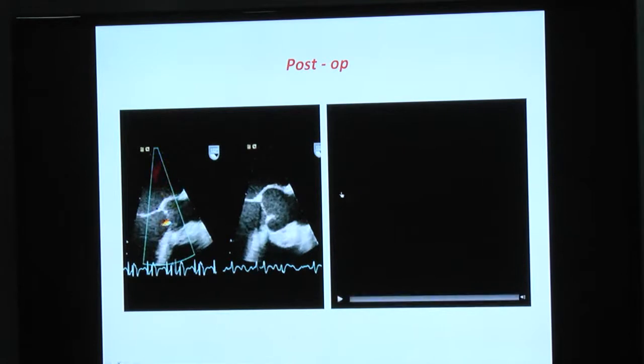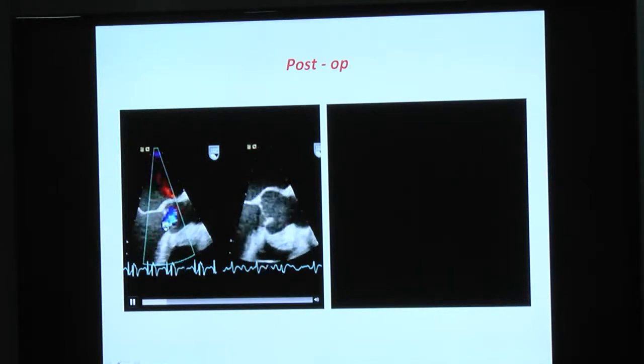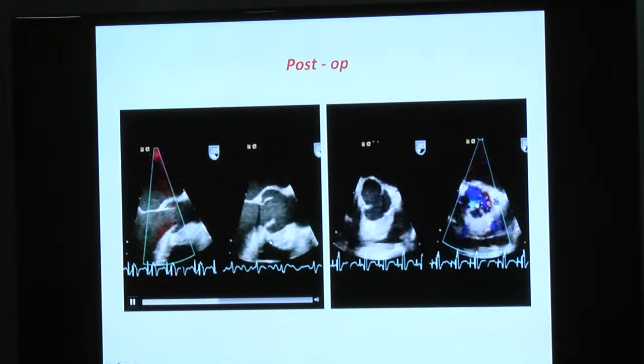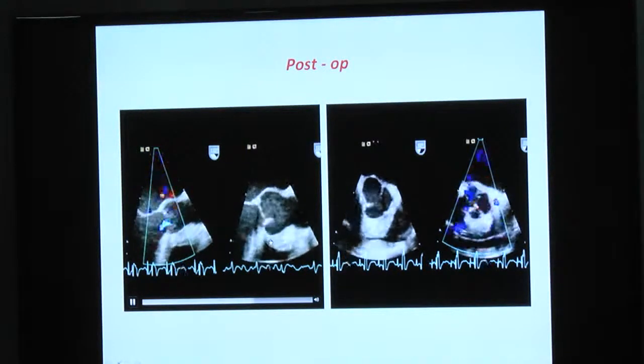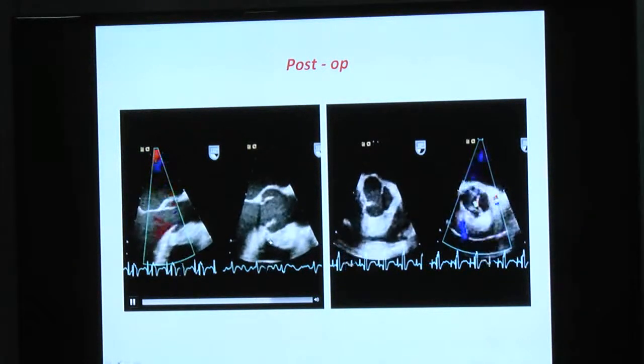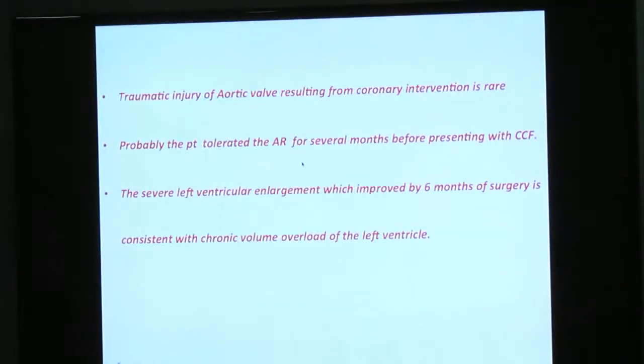Okay. Now the post-op images, when you see it, there's a very mild AR in the region of the right coronary cusp. You can see it is quite good. Now you can see the jet, very small jet in the region of the right coronary cusp. It means the repair has been done, a patch closure has been done in the region of the right coronary cusp. And in fact, traumatic injuries of the aortic valve, okay, from coronary intervention is very rare.